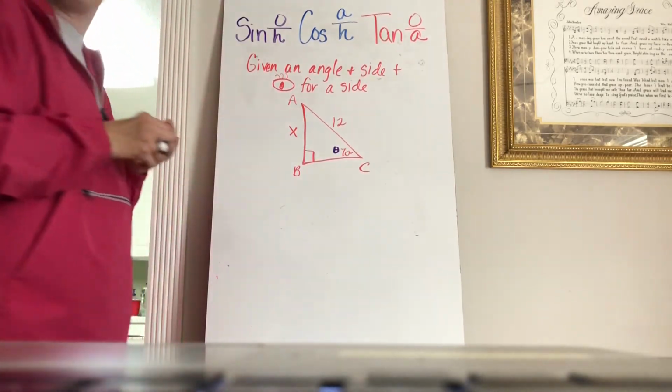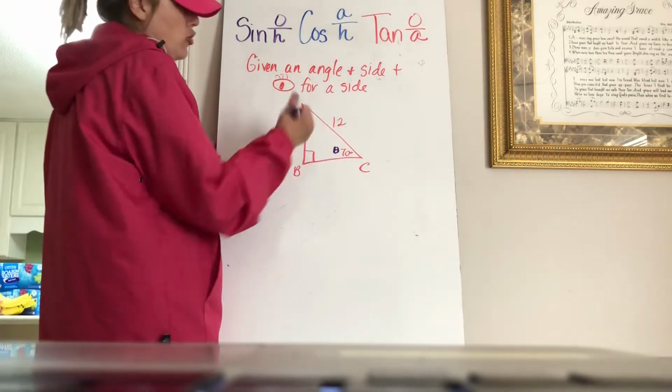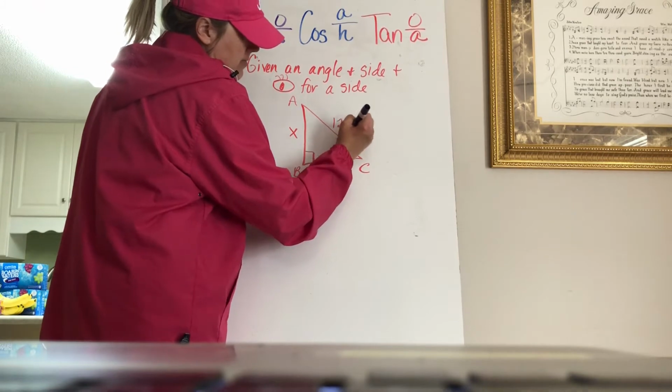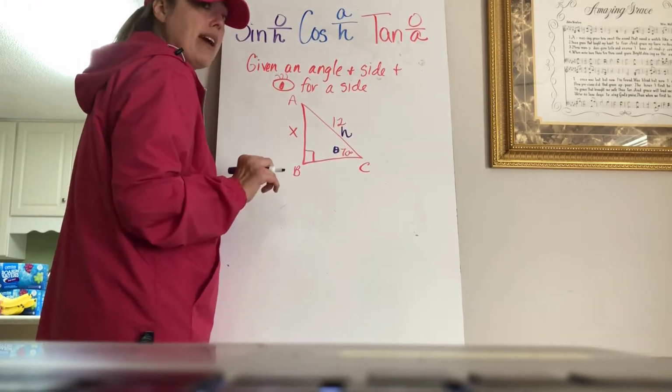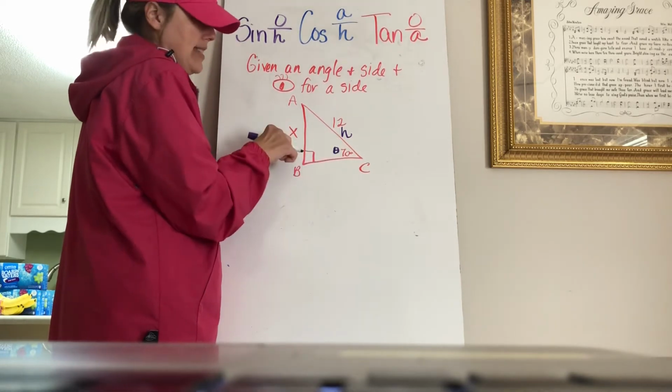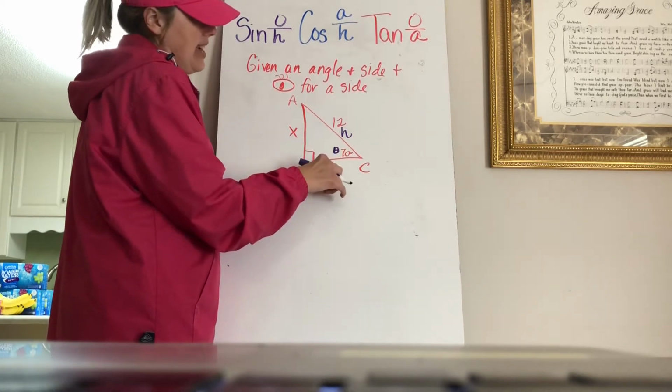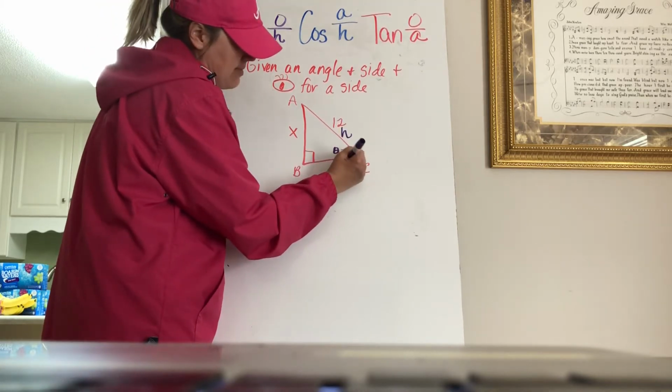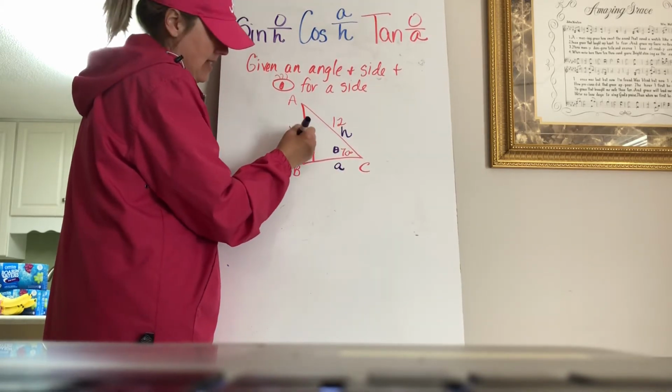So now what you do, first thing you always label your sides. What is 12? 12 is your hypotenuse, okay? That's what I'm given. What am I looking for? I'm looking for my X. What piece is that? Okay, if this is my theta, that's my A. So what is this? That's my O.